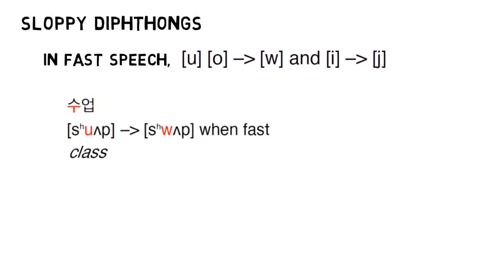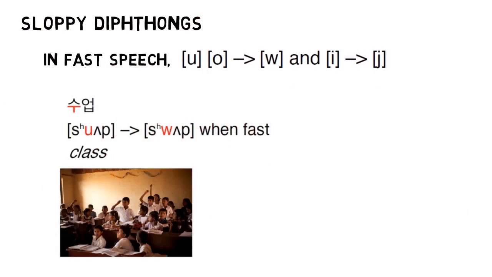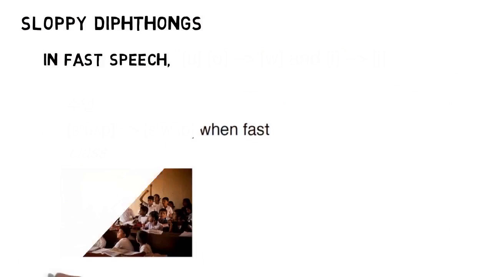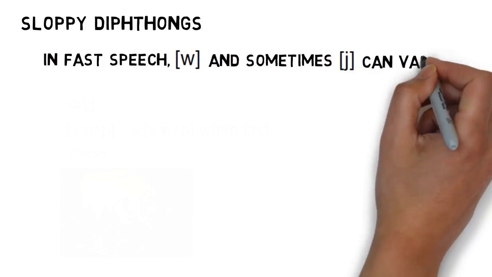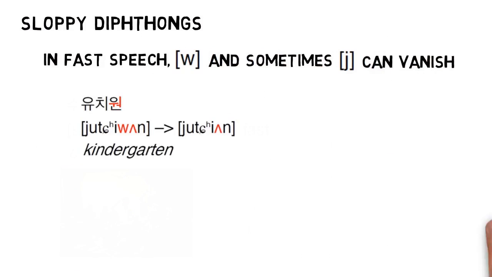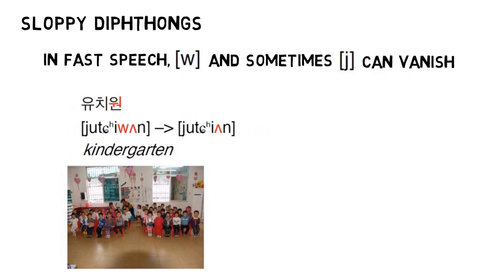Finally, we talked about a couple of ways the Korean's vowels will simplify in fast speech. Words like suop have two vowels when pronounced slowly and carefully, but can turn into diphthongs when pronounced quickly, suop. And diphthongs can simplify even further, getting skipped altogether. That happens in words like 유치원, which ends in one when pronounced slowly, 유치원, but can end in un when pronounced quickly, 유치원. And that wraps up our series on Korean pronunciation.